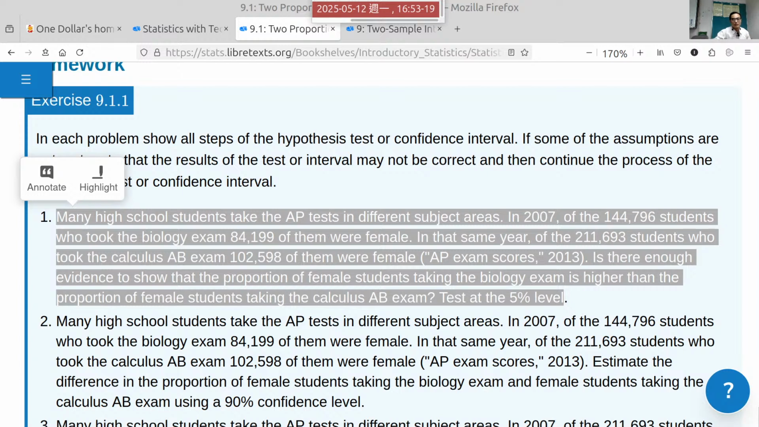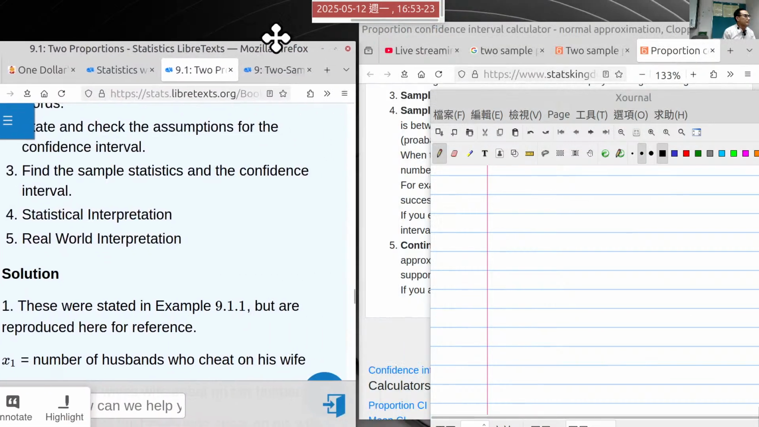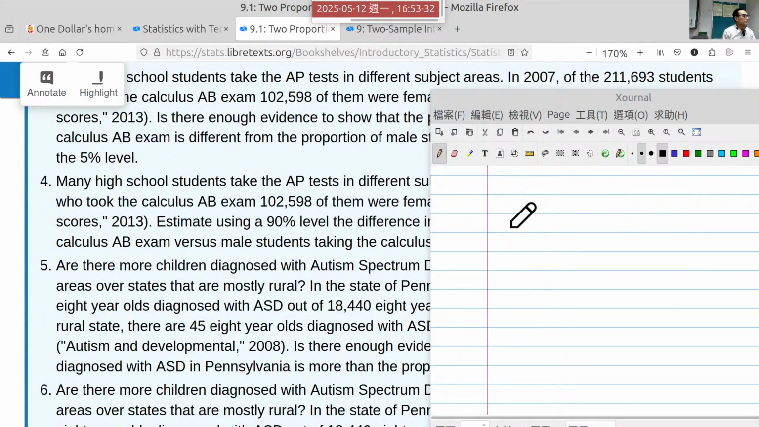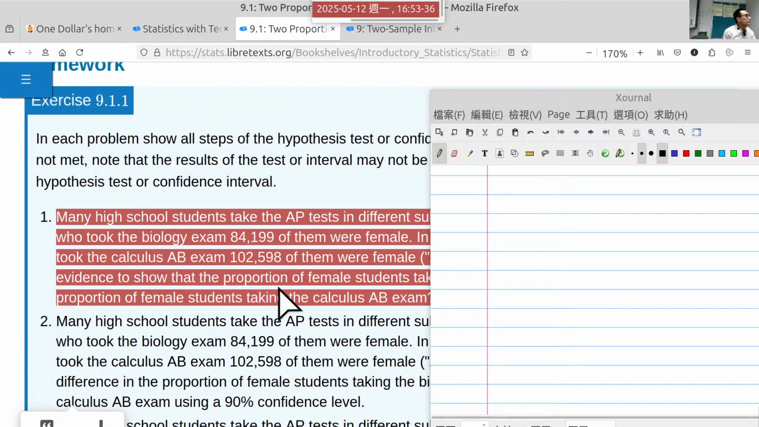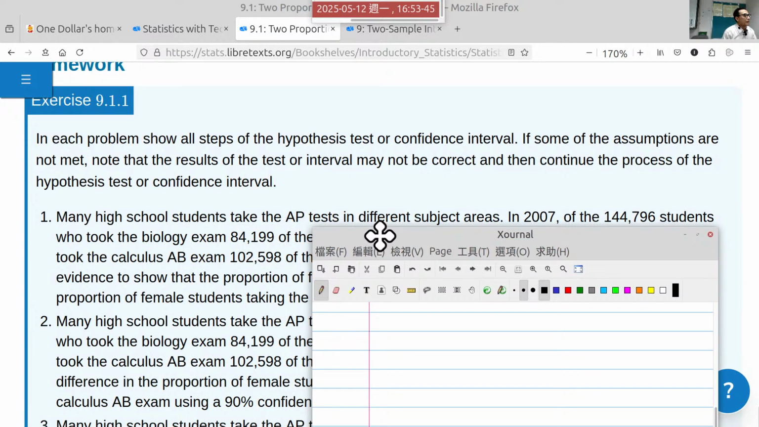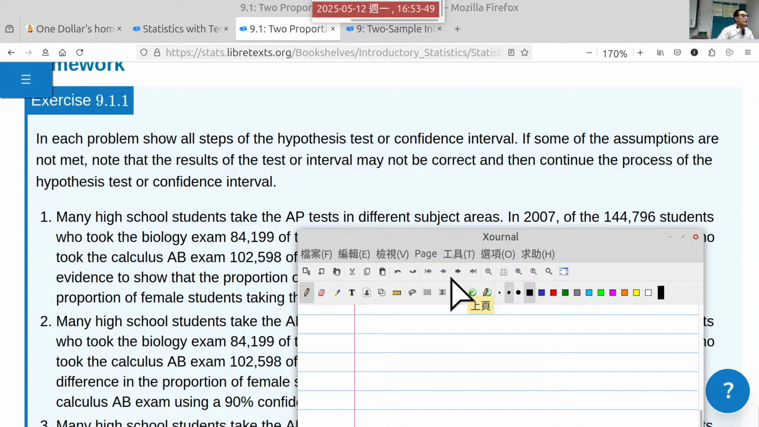Okay, let's solve this problem, the first one. In the year 2007, 144,796 students. That is N1. And among this number, 84,199 were female, in the AP test about the biology exam.